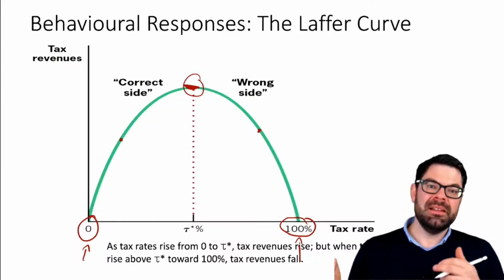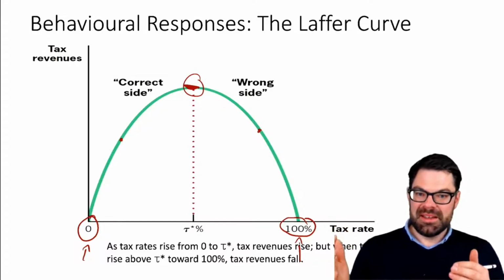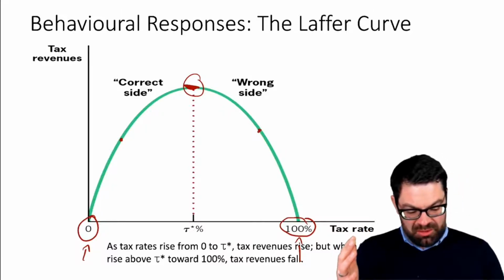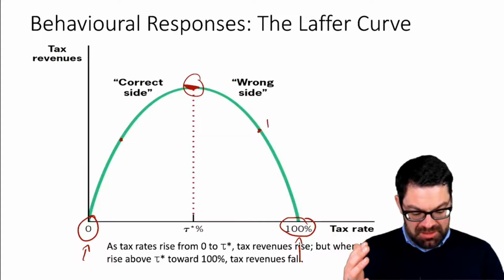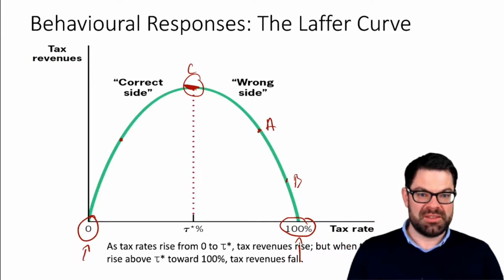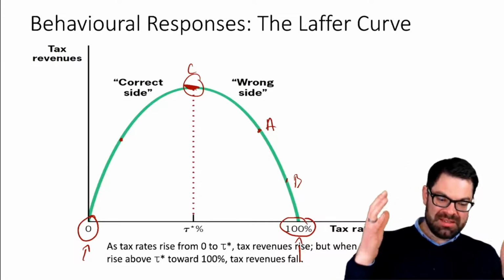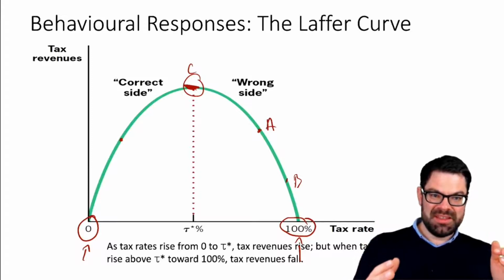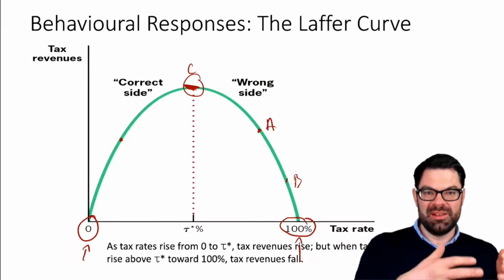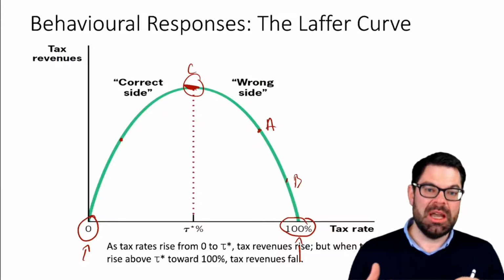And under Reagan in the 1980s, their reasoning was that we are currently here, so in point A or in point B, somewhere here, and we should actually be in point C here, and point C is a very low tax rate. Nowadays, most economists say that probably point C is a lot higher than what the current income tax rates in the US actually are.